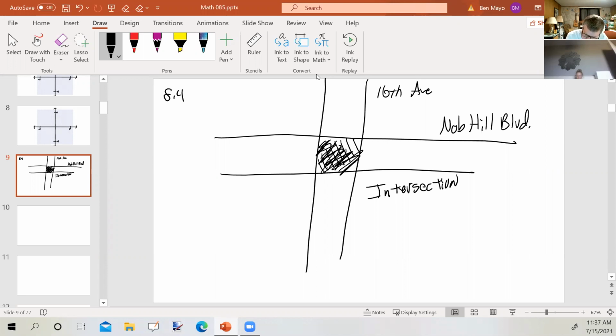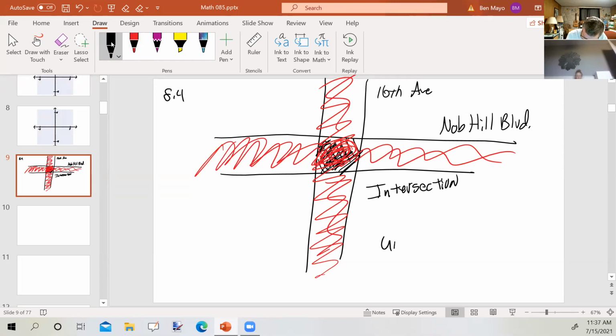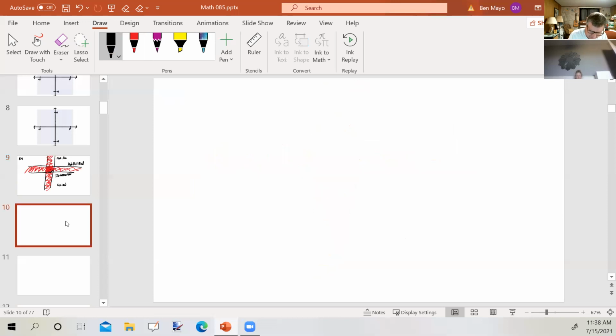All right, now, what if I were to pave all of Nob Hill Boulevard and all of 16th Avenue? So I'm going to pave all of this, and I'm going to pave all of that. Would I pave this part here twice? No, I wouldn't, would I? But if I were to pave all of it, I'd pave all of this along with all of that. That would be called the union. So the intersection is what two things have in common, or they share the same thing. And the union would be all of both things. Okay, let's go further with this idea.